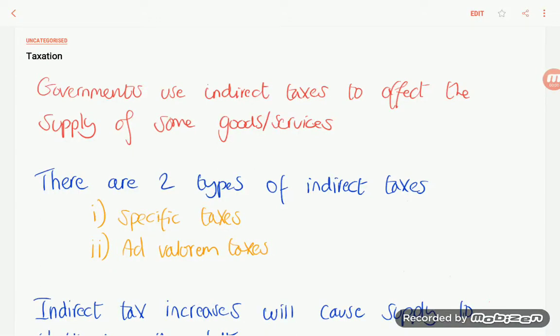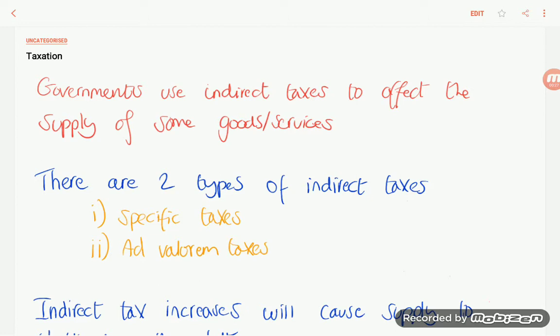Taxation. Governments use indirect taxes to affect the supply of some goods and services. Indirect taxes can be imposed on the purchase of goods or services. There are two types of indirect tax: specific taxes and ad valorem taxes. Specific taxes are a tax of a fixed amount charged per unit of a particular good.